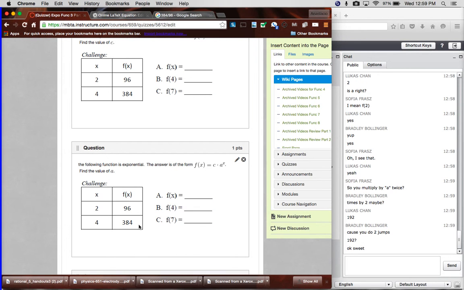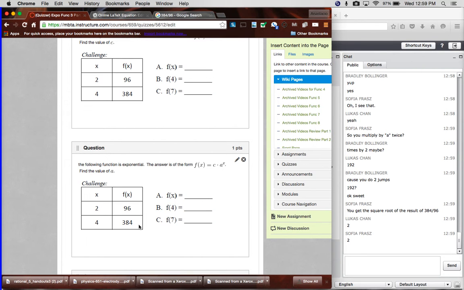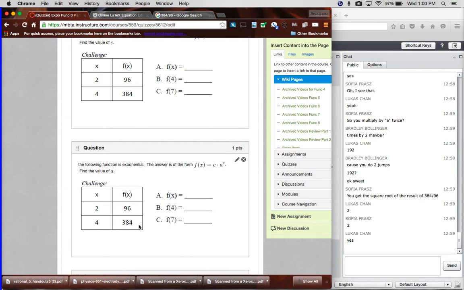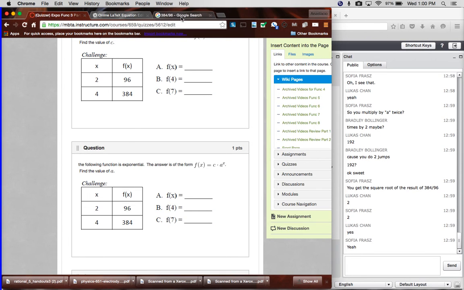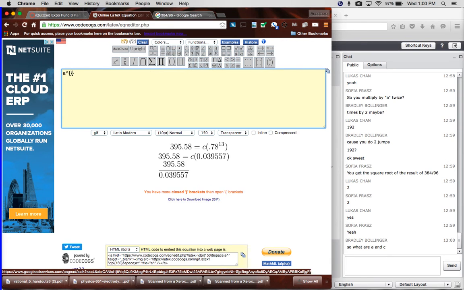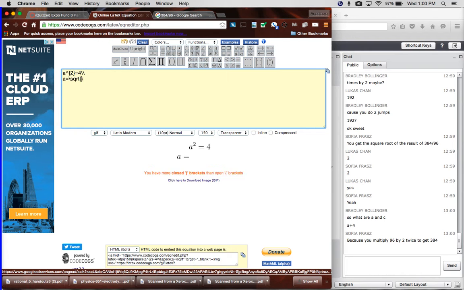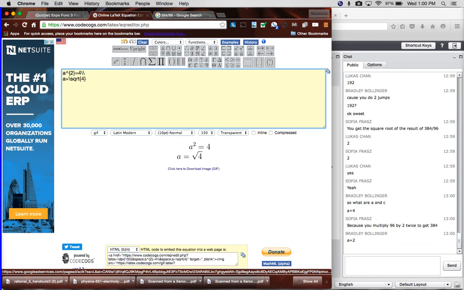Well, what times itself gives you 4? The answer is 2. Does that make sense? And why would I do a squared equals 4? A squared equals 4, which means a equals the square root of 4, which is 2. Are we cool with that?